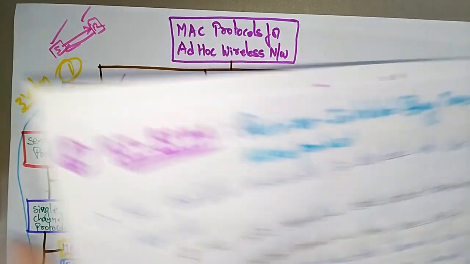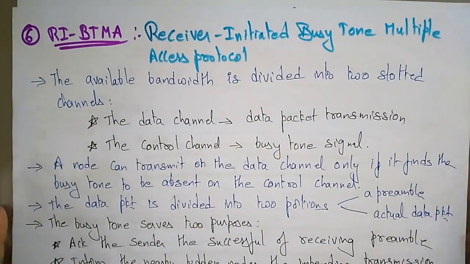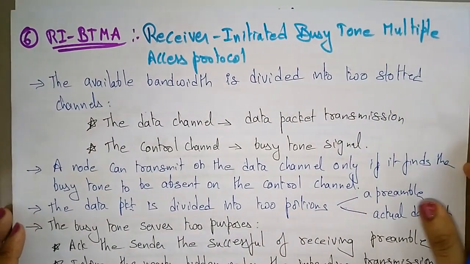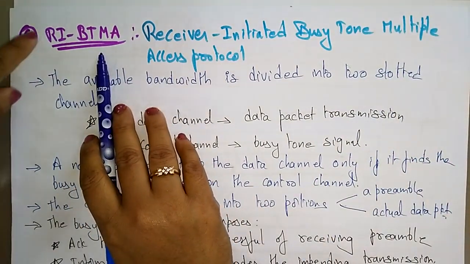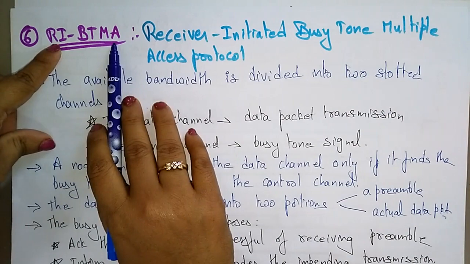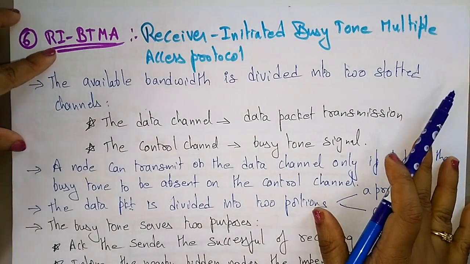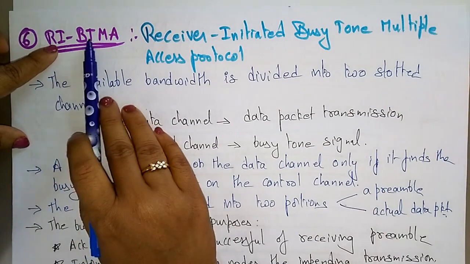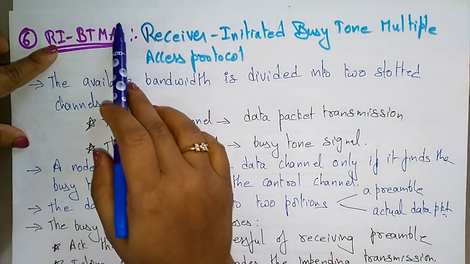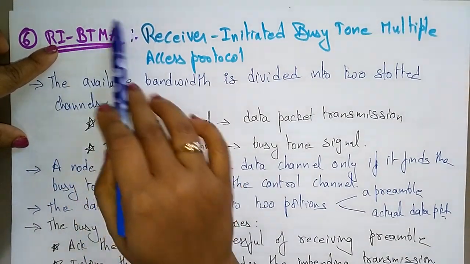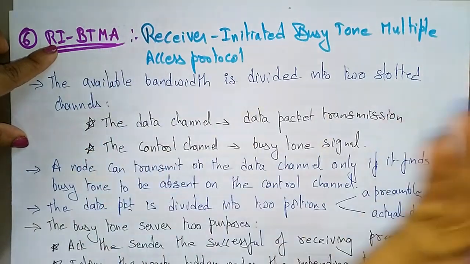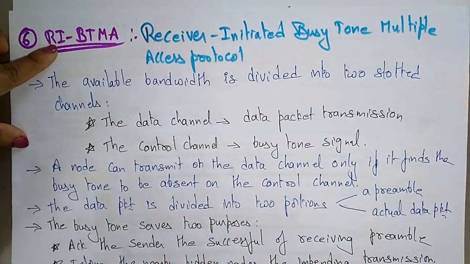Now let's see what these protocols are. The first one is the receiver based protocol, RIBTMA. RI is receiver initiated. So far we have seen the sender initiating in the contention based protocols. Now let's see the receiver initiating. The receiver initiated busy tone multiple access protocol. You know the concept of busy tone multiple access protocols, the same concept but from the view of the receiver. Here the receiver is initiating.